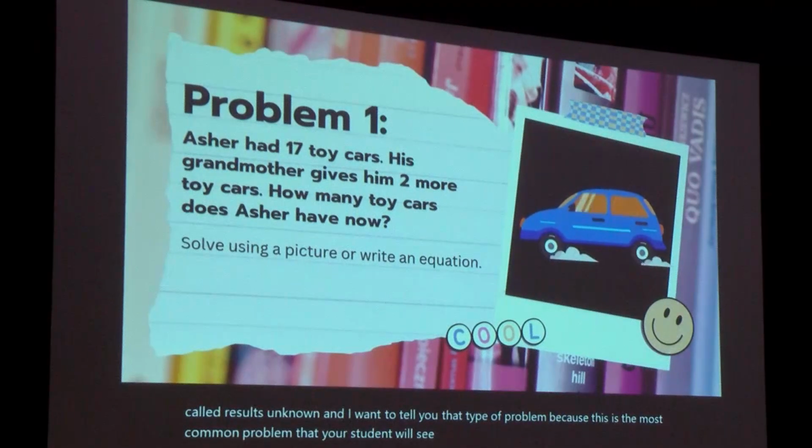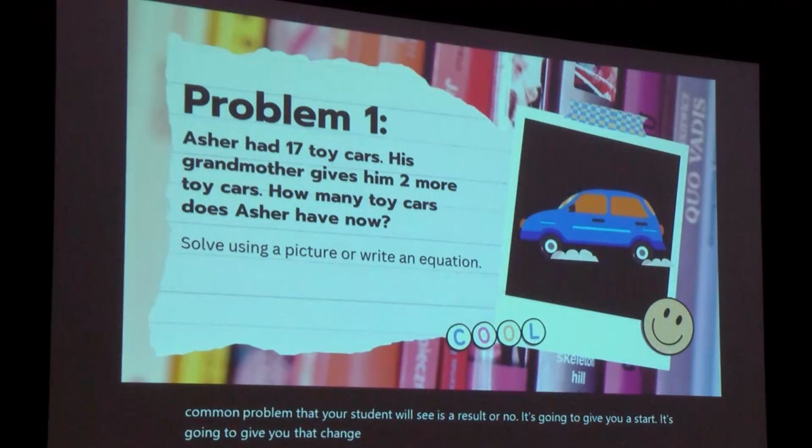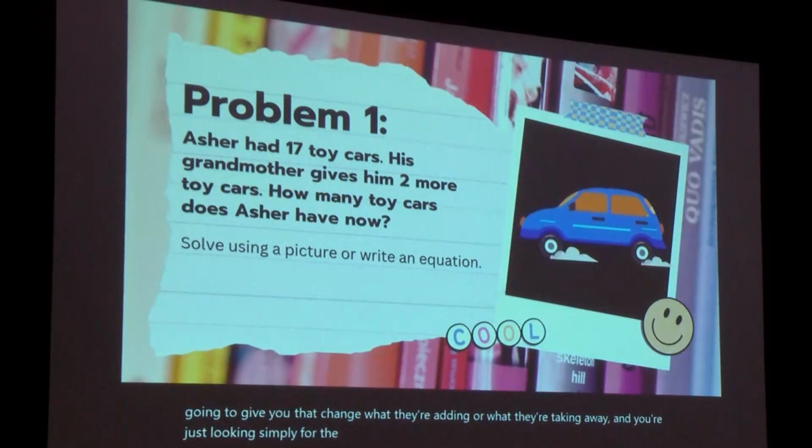It's going to give you a start. It's going to give you that change, what they're adding or what they're taking away. And you're just simply looking for the answer when you see a result unknown type of problem. That is all you're doing. I'm going to give you our next problem type. Then we'll talk about different strategies that you can use to solve all of these problems.